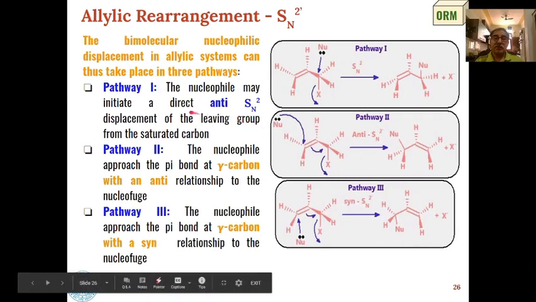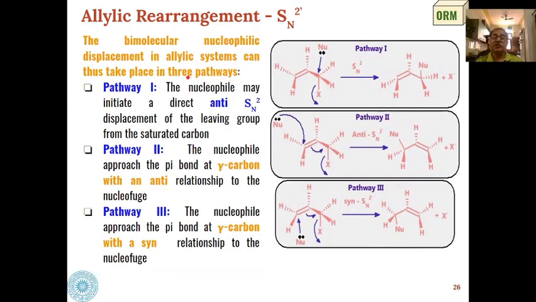As far as mechanistic part is concerned, these rearrangements can take place by three pathways. First pathway is that the nucleophile may initiate a direct anti-SN2 displacement of the leaving group from the saturated carbon. So if the nucleophile attacks from the backside of the allylic halide and gets attached to the same carbon to which the leaving group was attached, then this type of pathway is a normal pathway, and this is called SN2 type of reaction.